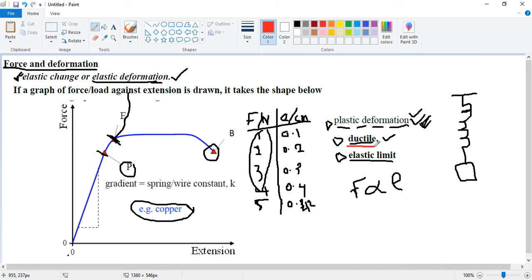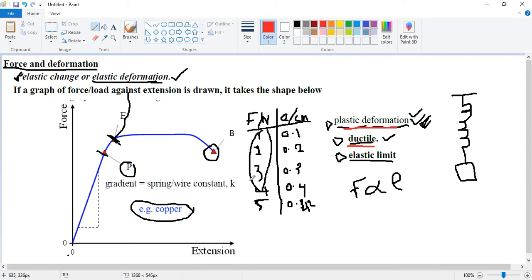That material which undergoes both elastic deformation and plastic deformation before it breaks is called a ductile material. So the behavior of undergoing both elastic deformation and plastic deformation before breaking can easily be called ductility. So you should know what we mean by a ductile material. Good examples of such materials, we have copper.